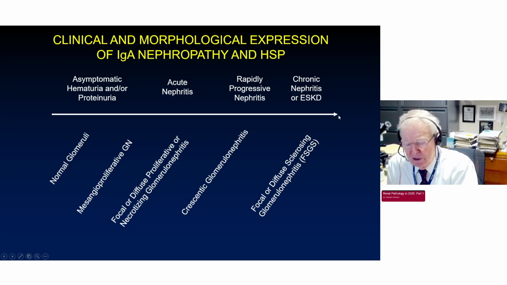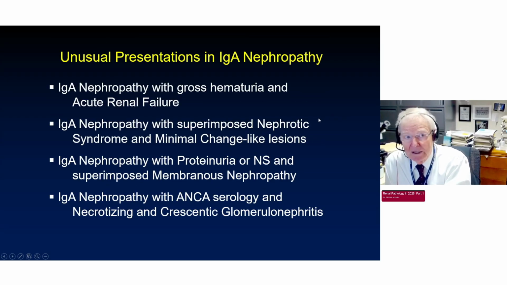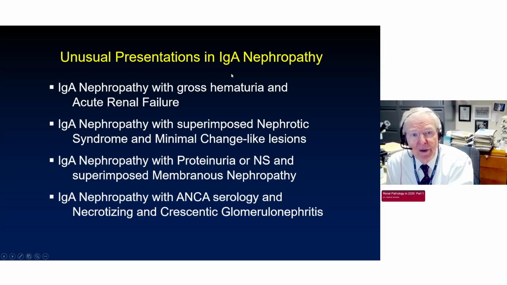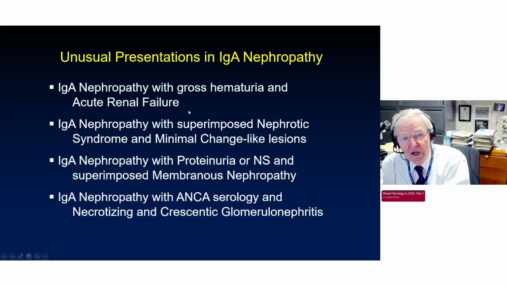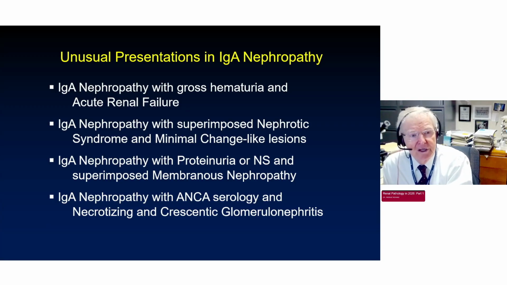So in IgA nephropathy, anything is really possible. Unusual presentations of IgA nephropathy include patients with gross hematuria and acute renal failure, probably from the red blood cells in the tubules, which can be associated with renal failure.